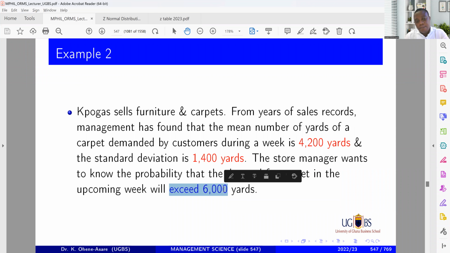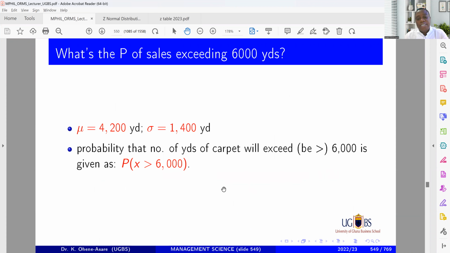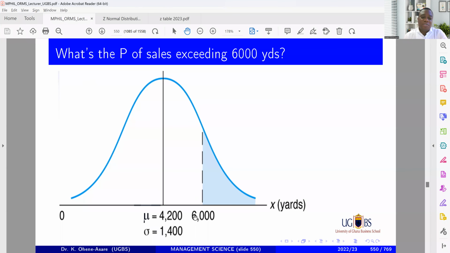Okay, thank you so much. When you draw it, you will see that this is how it was. The 4,200 is here, the sigma is there, but the area you're looking for exceeds 6,000. Before you can get this area, you need to have this other area and subtract it from the half part, 0.5, and then you can get this area.